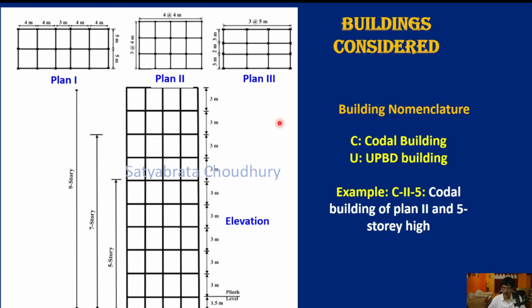So building nomenclature is like this: C for Codal building, U for UPBD building. Say for example, if it is C25, it indicates Codal building with plan 2 and number of stories 5. So this way we have given nomenclature to all the 9 buildings of the Codal category.